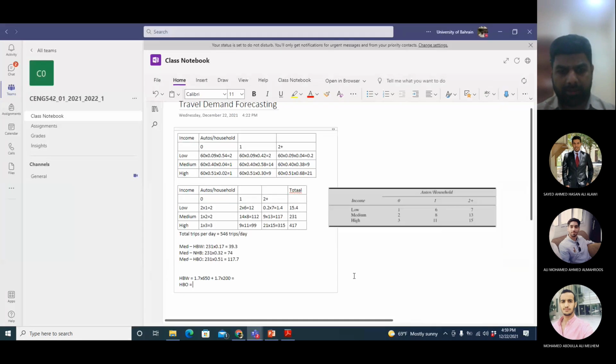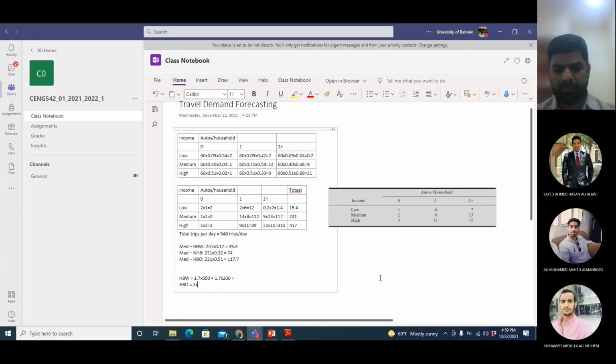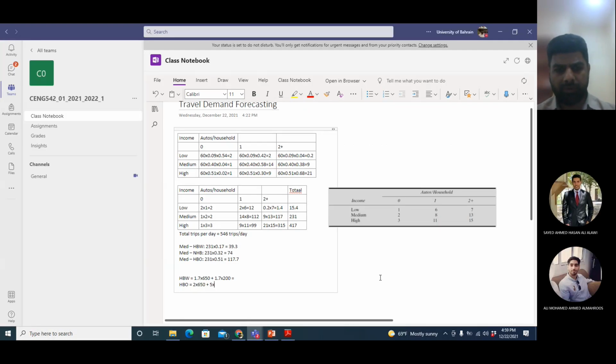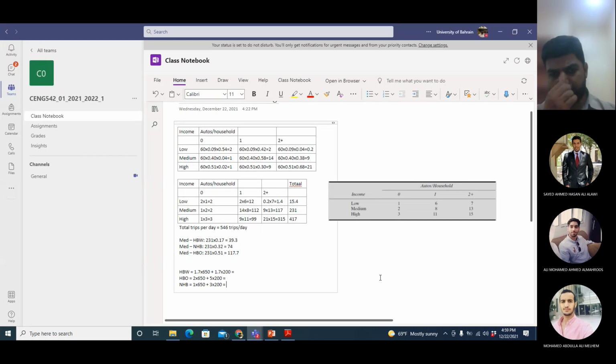The rate is 2 and 5, so 2 into 650, 5 into 200. I have non-home based. The rate is 1 into 650 plus 3 into 200. This one is 650 plus 600 is 1250. How much is this? The first one?